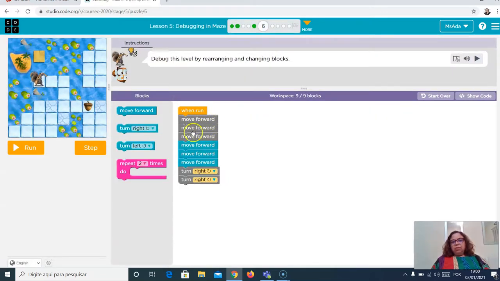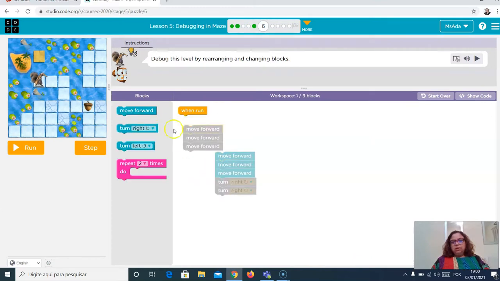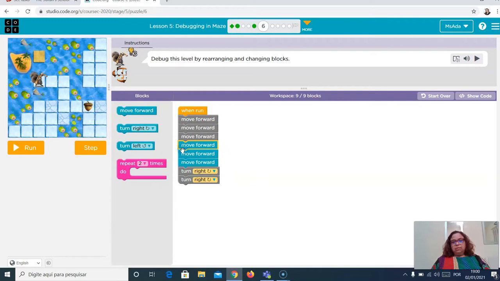Because these gray blocks, I cannot put in the bin. Even if I want to put it in the bin, it's not going to go, because the program wants me to use them. So if I need to throw something out, if something is wrong, it's on the blue part, not in the gray one.